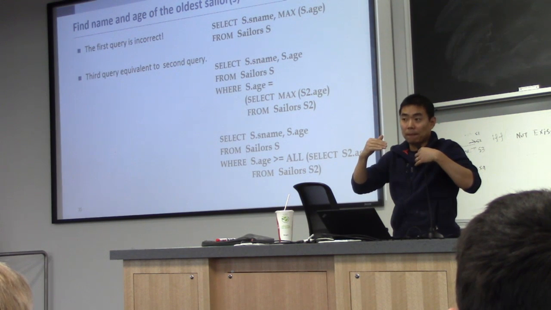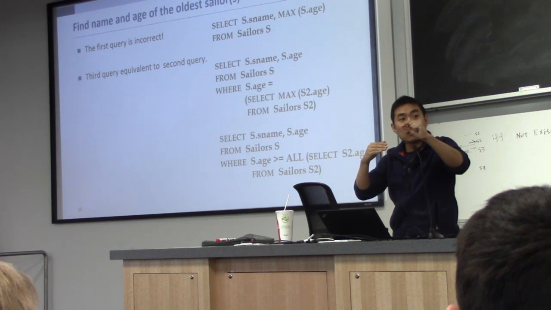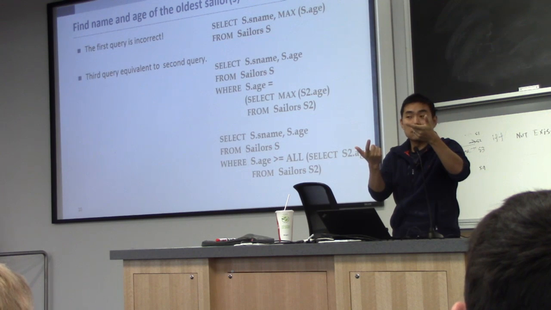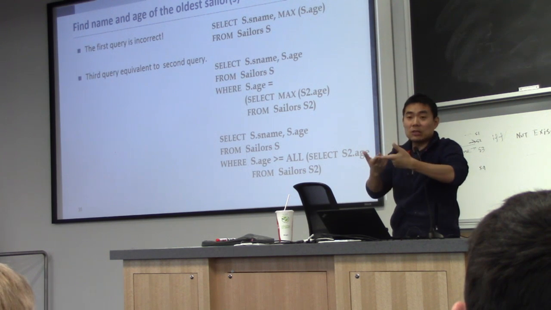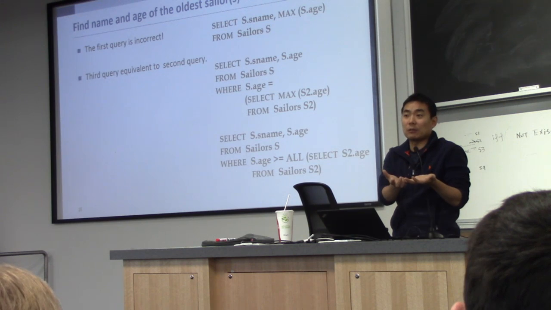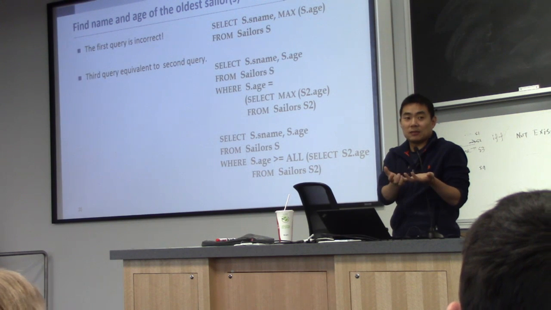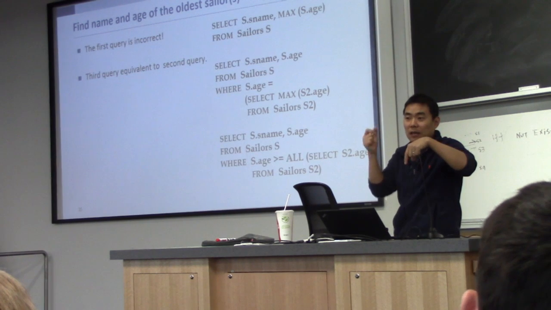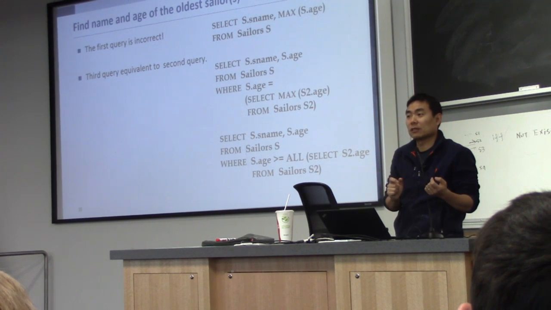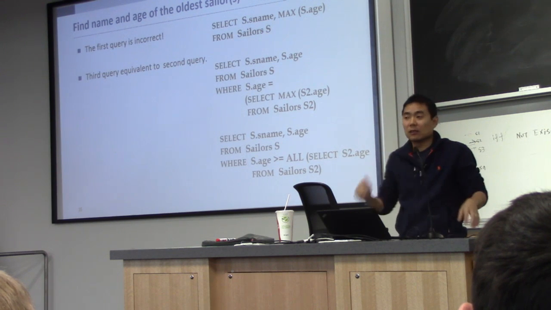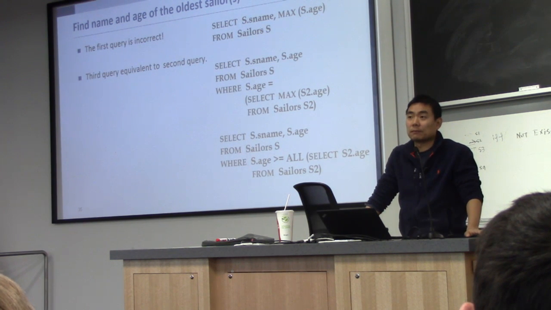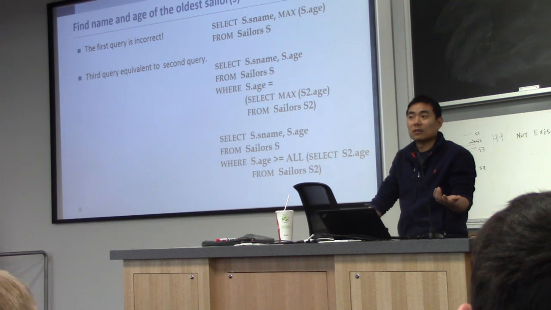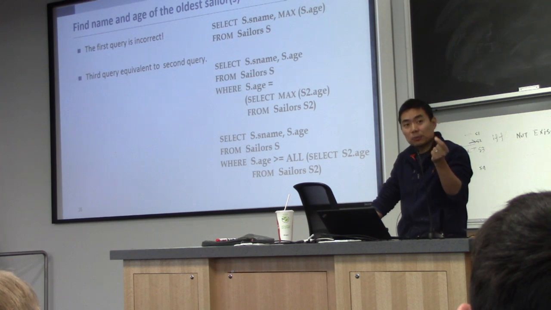However, there is something interesting, which is the following. Suppose I want to find the name of the oldest sailors. How do I do that? Well, it's tempting to do the query on top: select name, max age from sailors. Intuitively, it looks like this might return the name of the oldest sailor and his or her age.